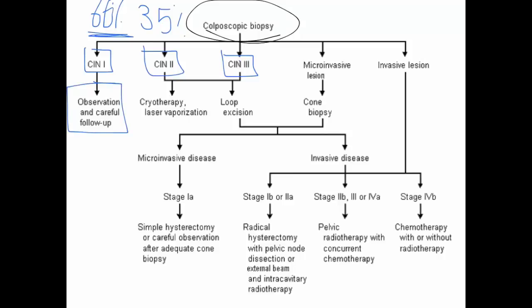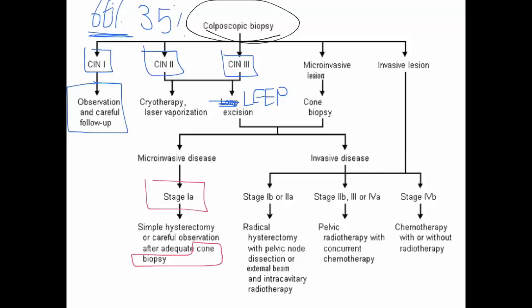Okay? Now CIN 2 and 3, either you do cryotherapy, which is ablation therapy, or LEEP excision. It says loop, but it's correct, the correct one is LEEP. Okay, so LEEP excision. Now, going into the cancers, if we have stage 1A, which is basically less than 5 millimeters and confined to the cervix, we do cone biopsy.